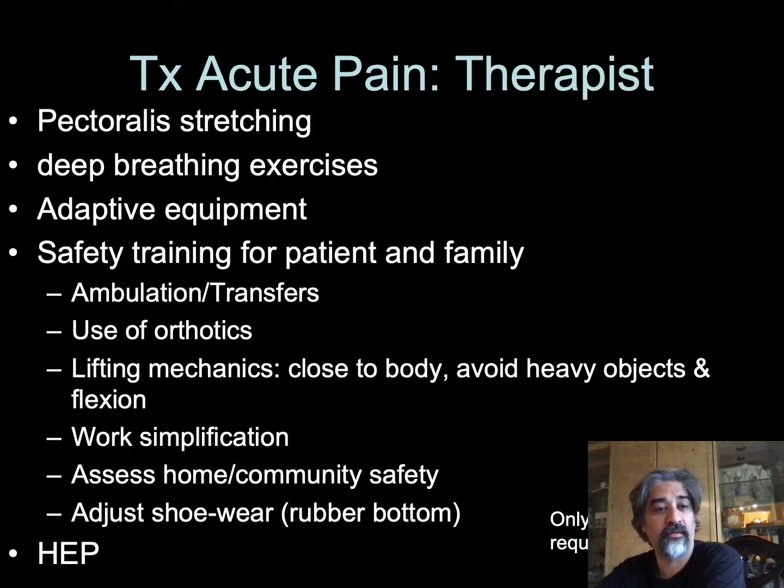So how can we involve a therapist? There's plenty of things occupational and physical therapists can do. They can assess the patient's safety in the home and in the community. They can provide instruction in safe ambulation and transfers, and they can assess the need for adaptive equipment in the home.